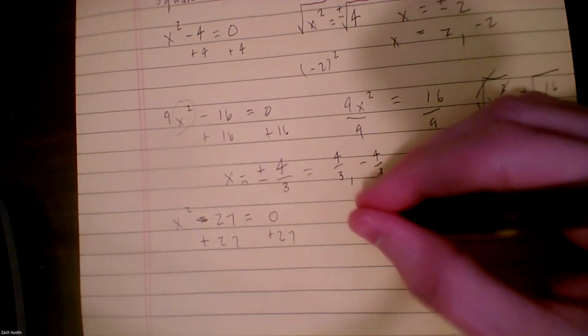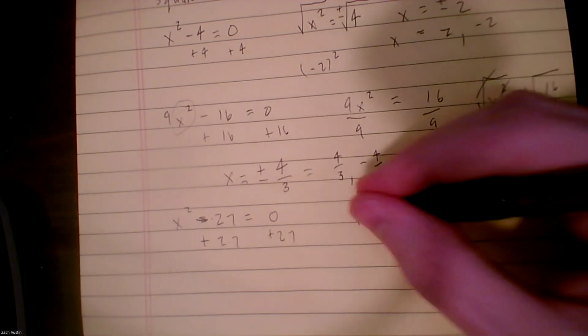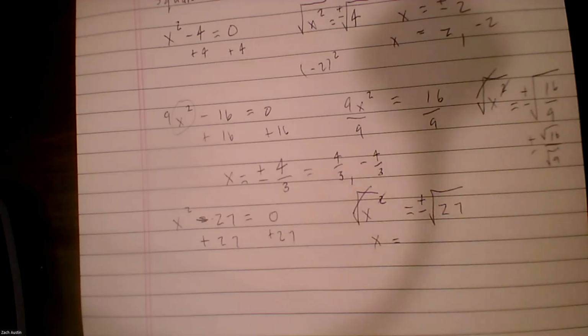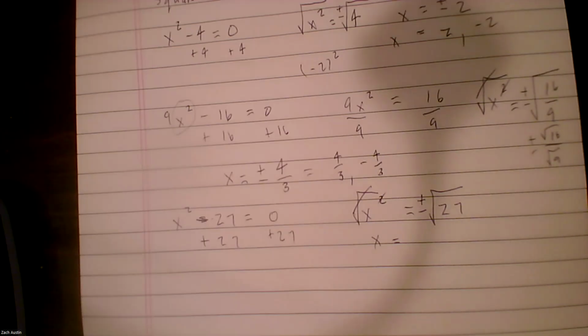Okay, then we're going to take the square root of both sides. Don't forget we have to put that plus or minus on that other side over there. These are going to cancel. And then if you try to put the square root of 27 in your calculator, it's going to give you a bunch of decimals. This is an irrational number. It's not going to work out nicely like the last couple have.